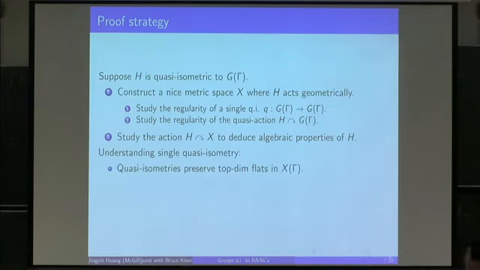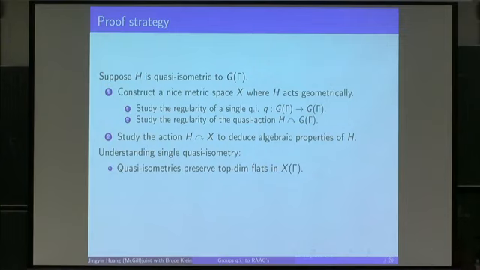Let's look at step 1.1 more carefully. We want to understand the single quasi-symmetry. This further boils down to two steps. The first step is we want to show this quasi-symmetry preserves top-dimensional flats in X of gamma. Roughly speaking, this is why we pick the top-dimensional flats: X of gamma is basically CAT(0), a non-positively curved space, so it's natural to expect that those maximal Euclidean regions are stable under quasi-symmetry. The top-dimensional flats are the simplest maximal Euclidean regions, which is why we pick those, and we hope to show they're stable under quasi-symmetry.